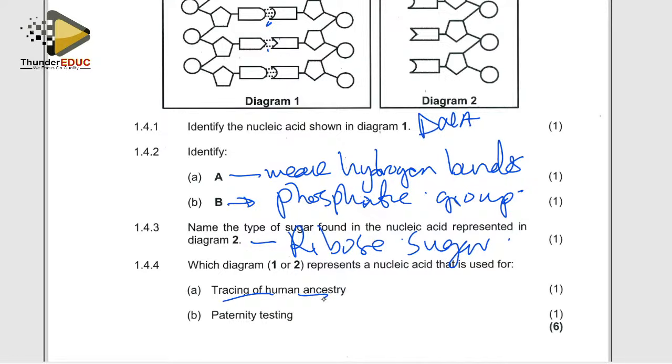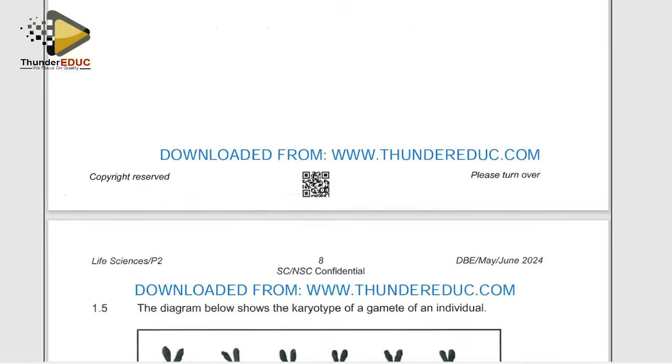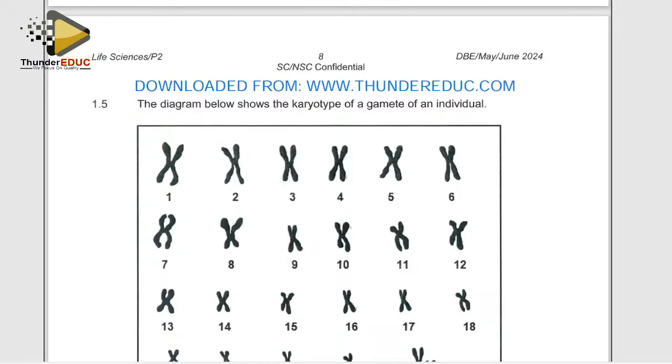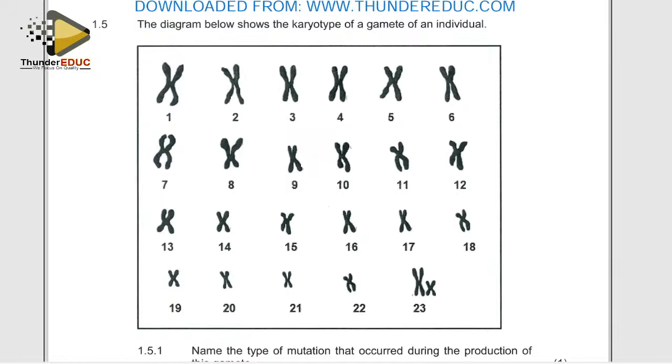Yes. They are saying which of diagram 1 or 2 represents the nucleic acid used in the tracing of human ancestry. For this we use what we call mitochondrial DNA, therefore it's a DNA, therefore it's diagram 1. And then they're saying the paternity test, still we go for the DNA test, therefore it is still diagram 1.